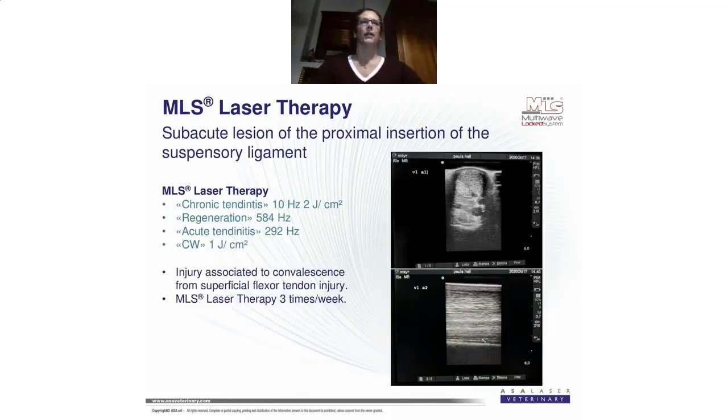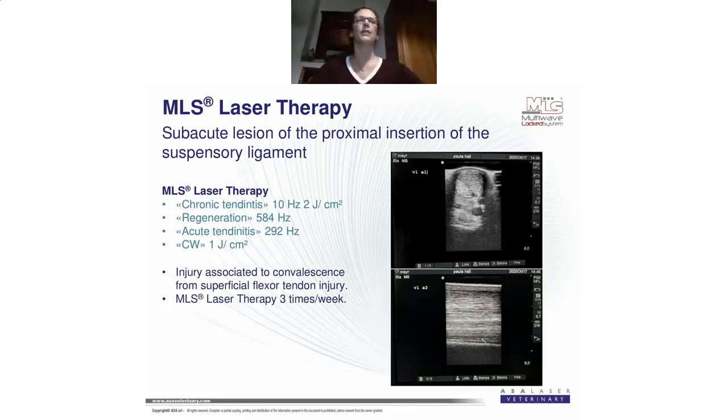So here I have a subacute lesion of the proximal insertion of the suspensory ligament. This was a front leg, yes, and a Standardbred. Again, chronic tendonitis, because it's together with regeneration, 584, acute tendonitis, and continuous wave.